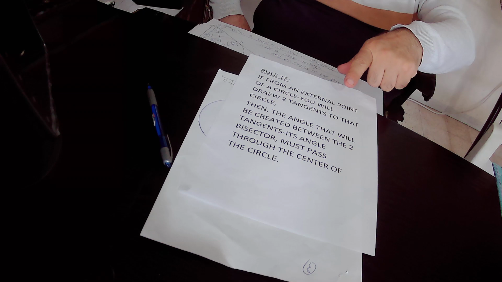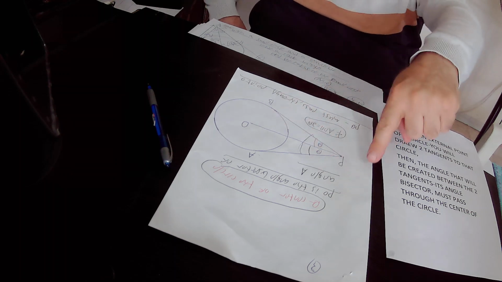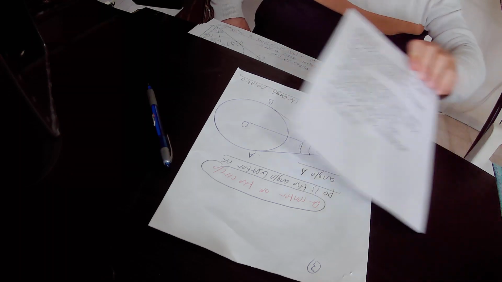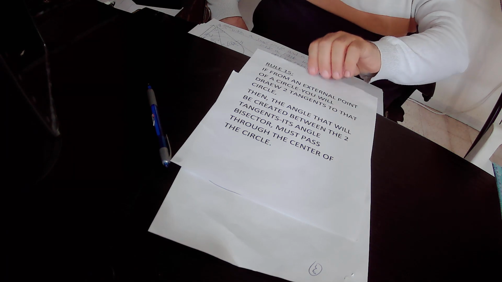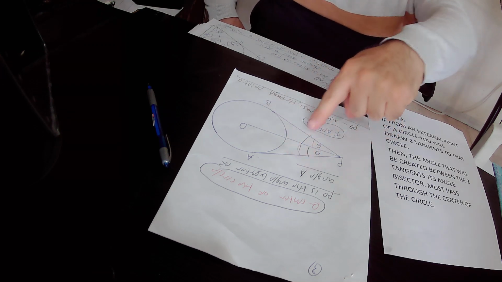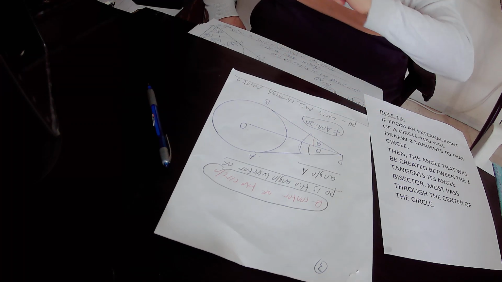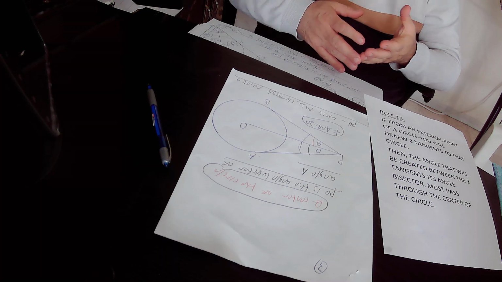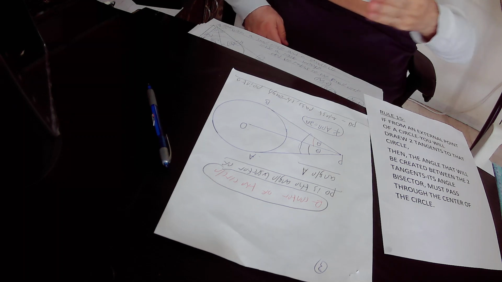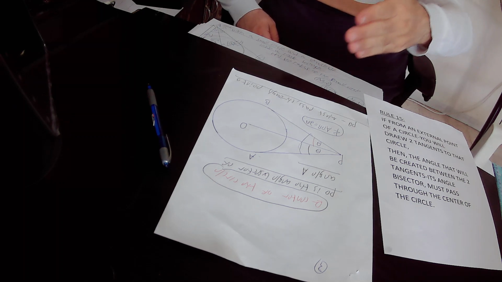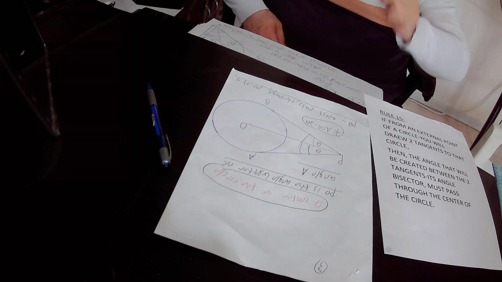So the angle that will be created between the two tangents is angle APB. Its angle bisector must pass through the center of the circle. So the angle bisector of angle APB must pass through point O, that is the center of this circle. So whenever you draw two tangents from a common point to a circle, you will create an angle. The angle bisector of the angle created by the two tangents must pass through the center of the circle. This is according to rule 15.